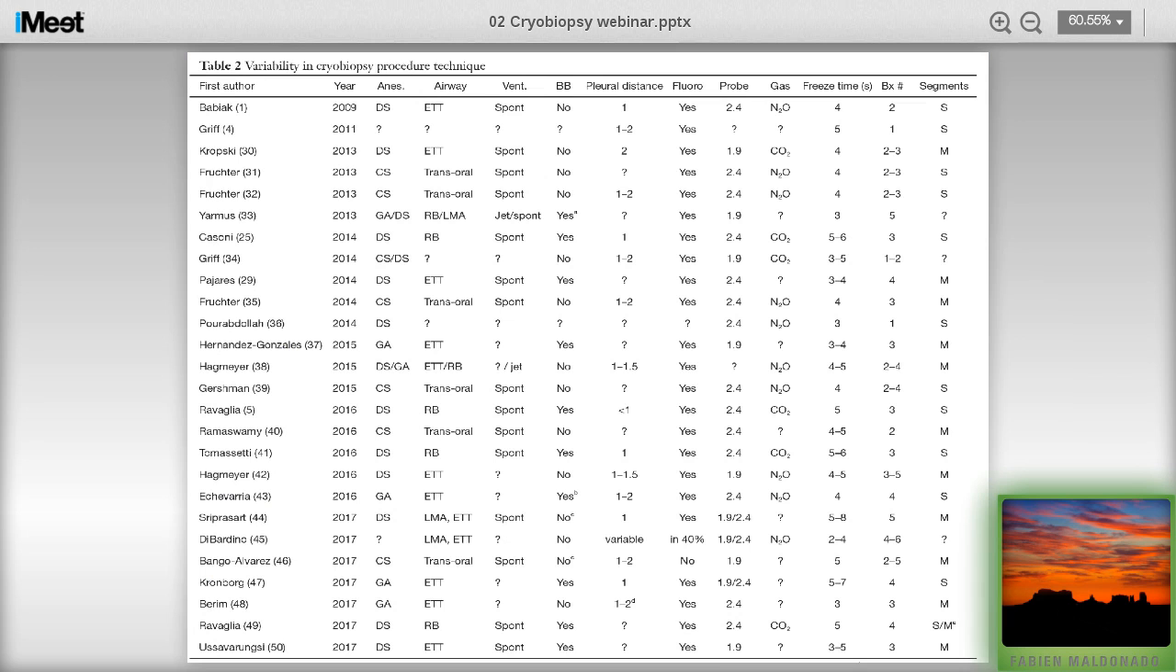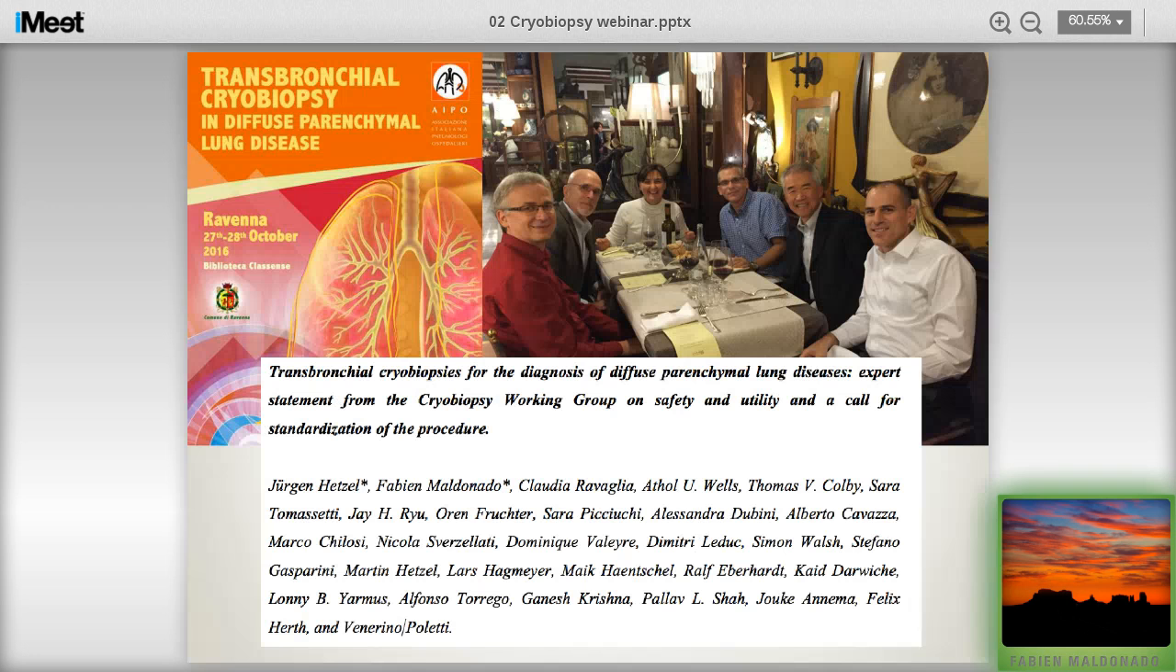The other point is that there's, of course, a lot of variability in the way we do things. And that clearly calls for some standardization of the procedure. Now, of course, we don't have tons of data to guide us, but we've tried to come up with some general guidelines that are currently in the second round of revisions and should come out fairly soon. This is primarily a European-based document, but we also have a document that we're starting to work on with the ACCP, which has agreed to sponsor it, and this will be a consensus statement on cryobiopsies in ILD. Next slide, please.